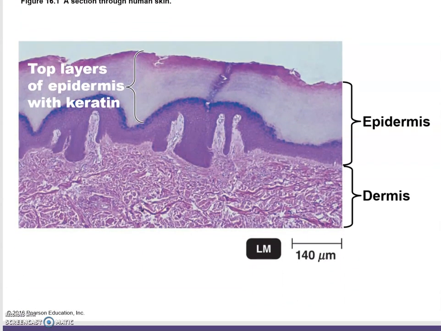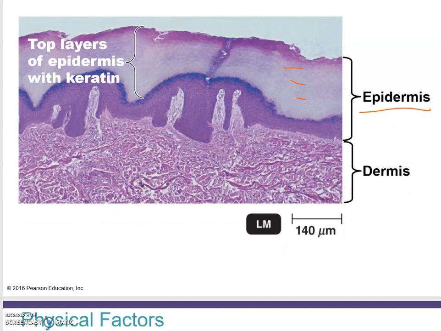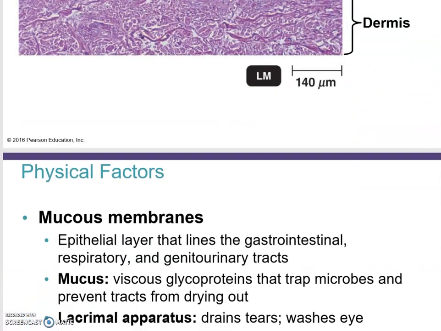Here are the layers of the skin. You can see here the epidermis, it's on top. These cells are all dead. They're filled up with keratin and they form a protective layer that's waterproof and does not allow for entry of microorganisms. And then underneath here we have the dermis, much deeper lying tissue.